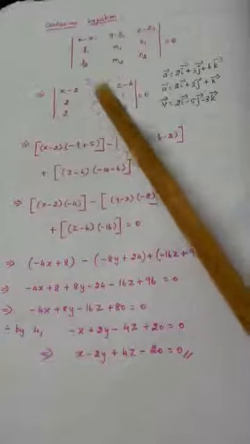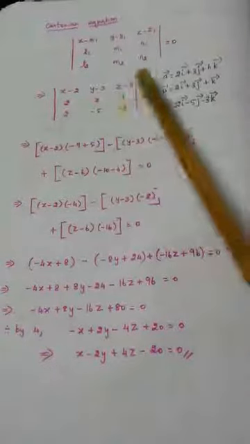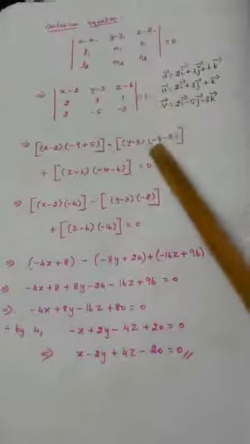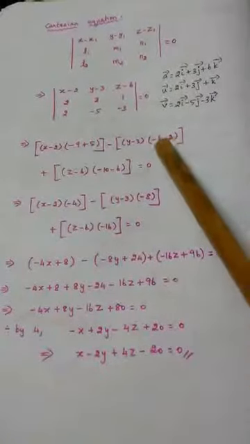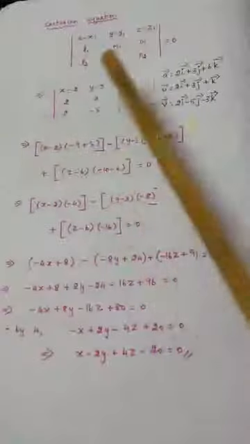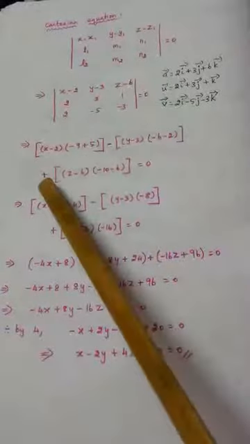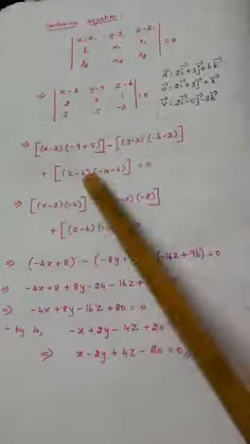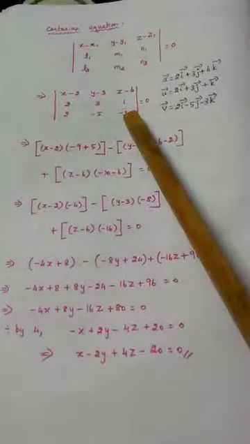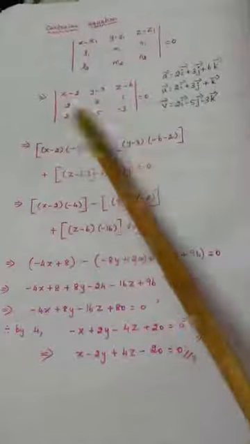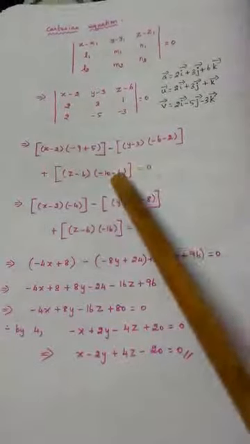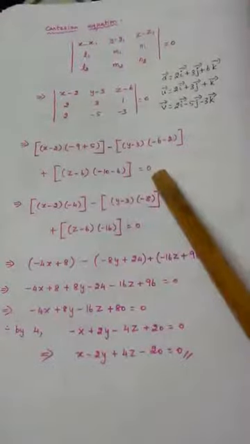Y minus 3 into, leave this column and this row, 2 into minus 3 minus 6, 2 into 1 2, between them a minus symbol we will have, so minus 6 minus 2. Plus minus plus, so I should put plus here, z minus 6 into, same thing, leave the column and the row, cross multiply, minus 10 minus 6, you know why it is minus 6, right, equal to 0.